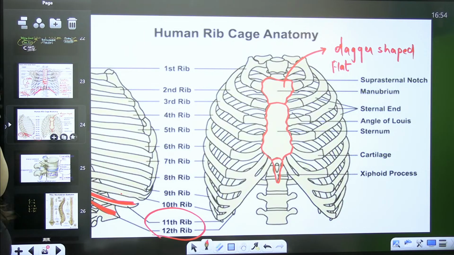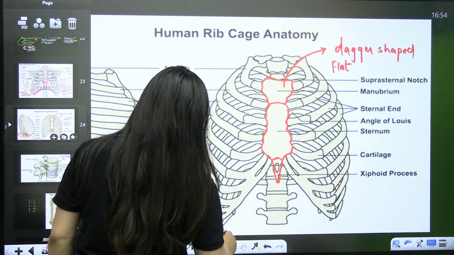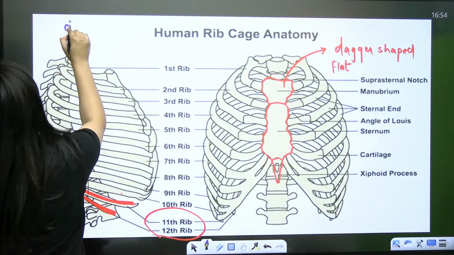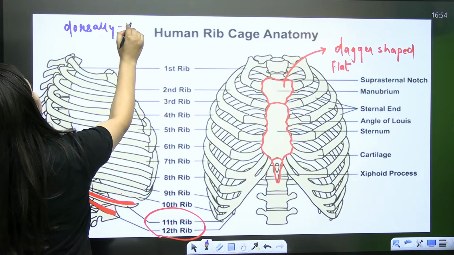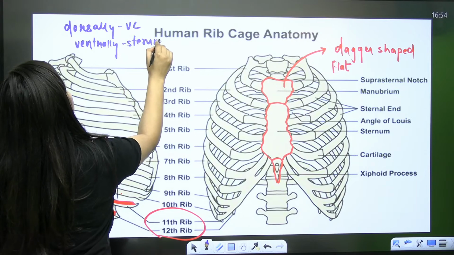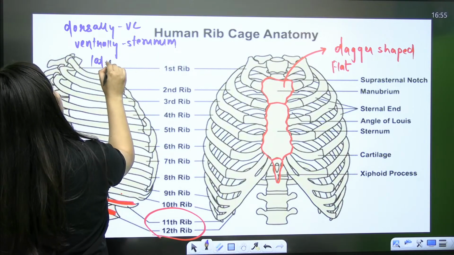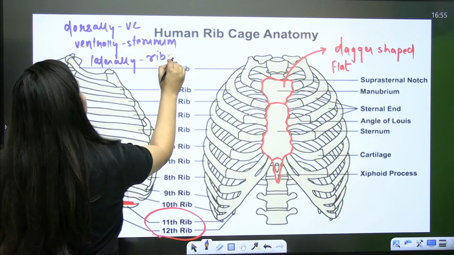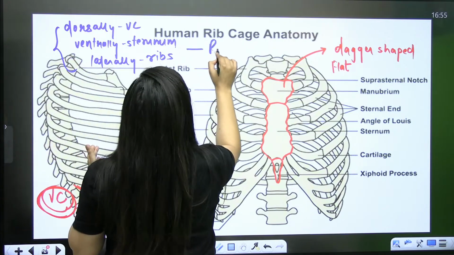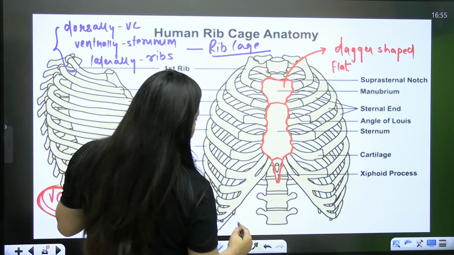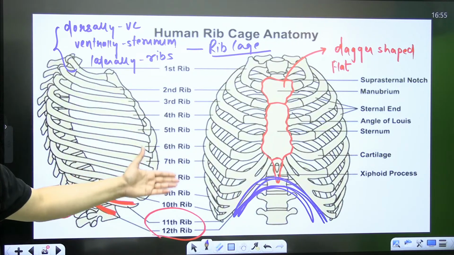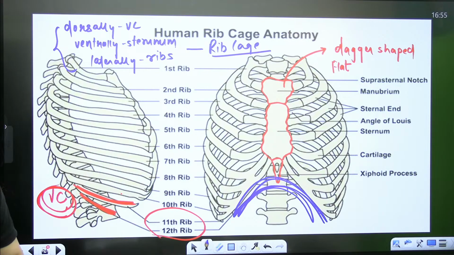One more thing I would like to highlight here. Dorsally, the vertebral column, ventrally, the sternum, and laterally, the ribs, where the lungs are present. So it is forming that basket-like structure, the rib cage. And posteriorly here, I hope you remember, the diaphragm is present.